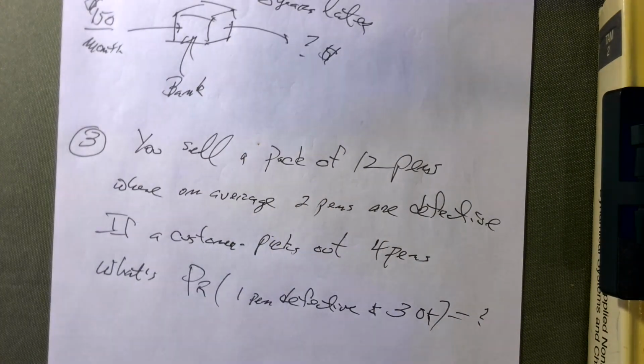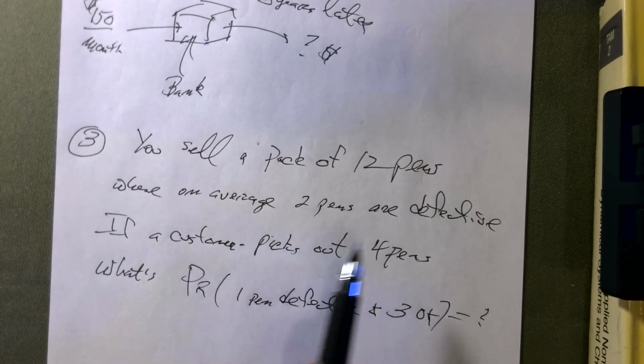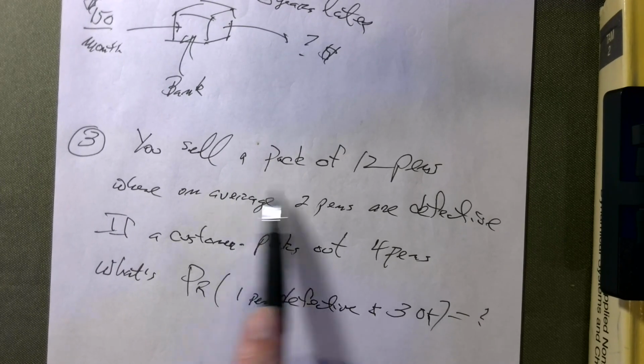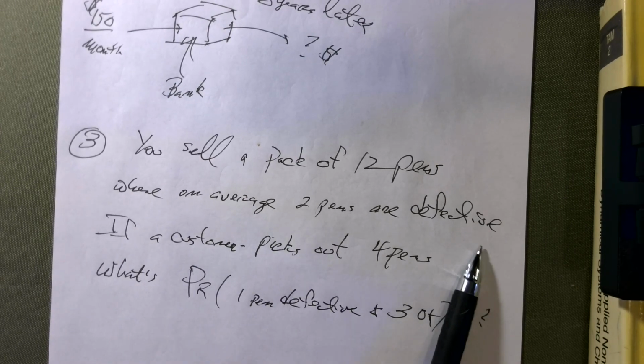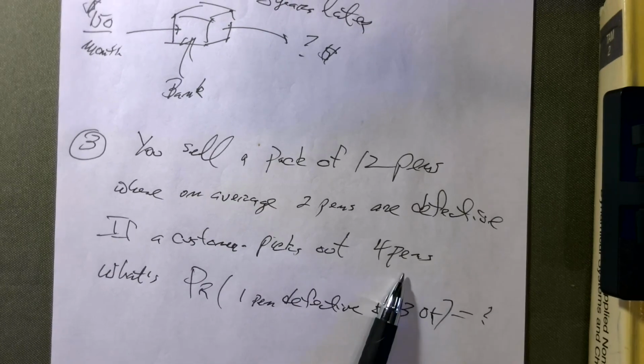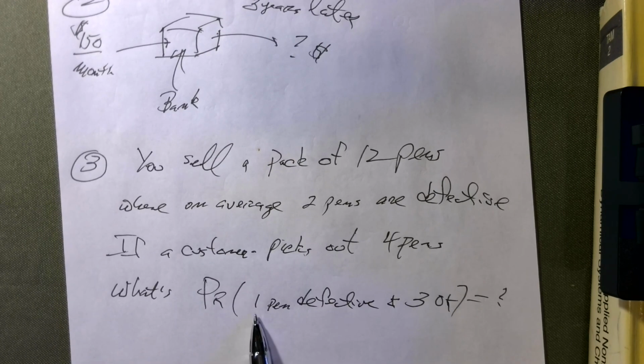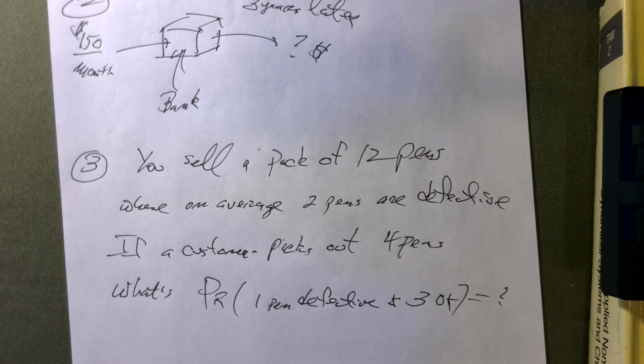And then the third part of the semester is going to be basically probability problems. Let's say that you sell a package of 12 pens, and on average, let's say 2 pens are defective. So if a customer picks out 4 pens at random, what's the probability that at least one pen is defective and 3 are okay? Now the reason for this is obviously quality control. If you're in business, you want to have some idea of how many products are defective, and how does that affect your bottom line. So that's a really quick overview of the course.